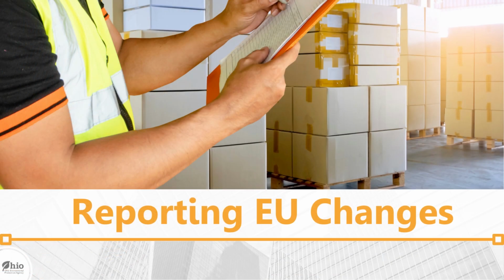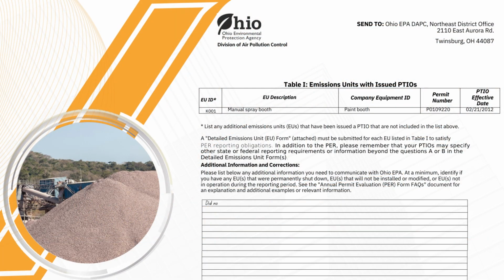Examples of emission unit changes that should be reported in the PER include conditions where you didn't operate your equipment or you didn't conduct your operations for a period of time during the reporting year. Any permanent shutdown or removal of your equipment or operations should also be reported. Also report any changes in your operations, especially if those changes resulted in an increase of emissions. If you've added any new processes or equipment, that should also be reported in the PER. Finally, you should also let Ohio EPA know if you've added any emission control equipment or made any changes to any emission control equipment during the reporting period.